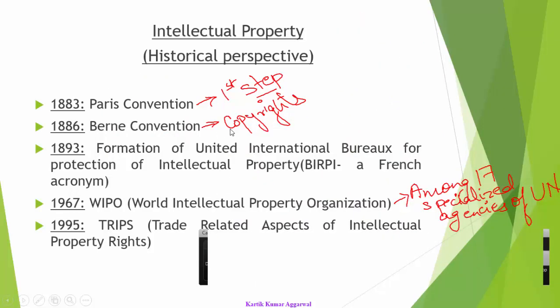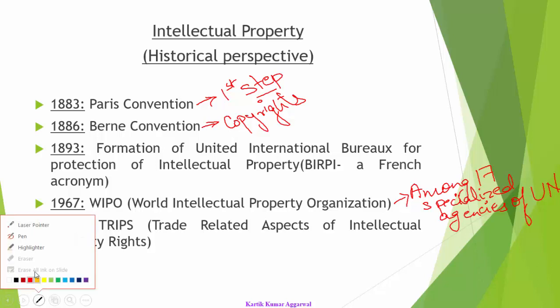Now, coming to the historical development in the field of intellectual property. The first step at the international level in the advancement of intellectual property was taken in the year 1883 by the Paris Convention. The main focus of the Paris Convention was to enable people of one country to obtain intellectual property protection in another country.